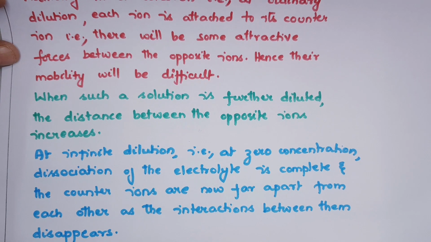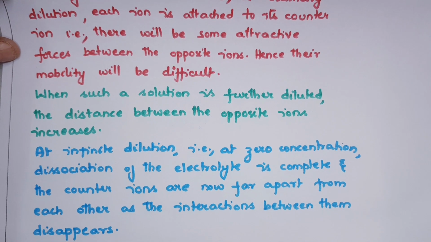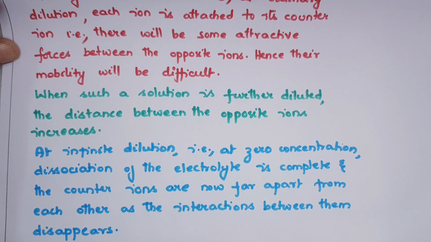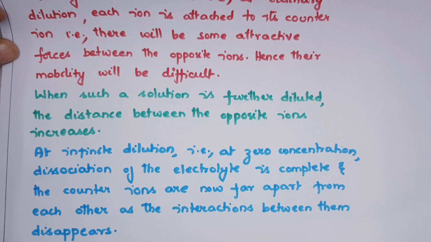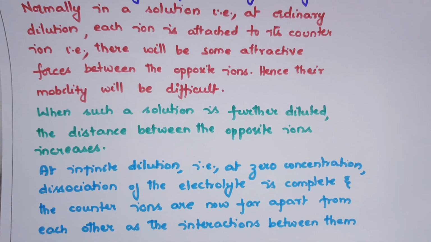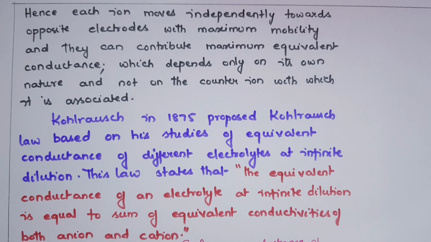At infinite dilution, that means at 0 concentration, dissociation of the electrolyte is complete and the opposite ions are now far away from one another as the interactions or the attractions between them completely disappear. Okay. Now once the interactions or the attractions disappear, what will be the situation of the opposite ions? What happens, students? Now they are free to move.